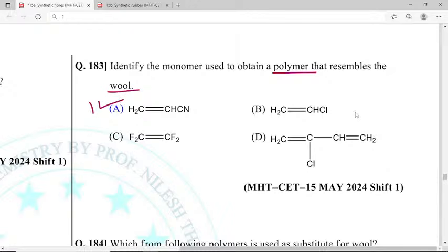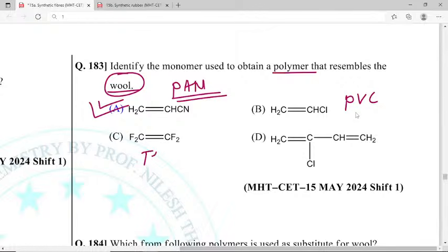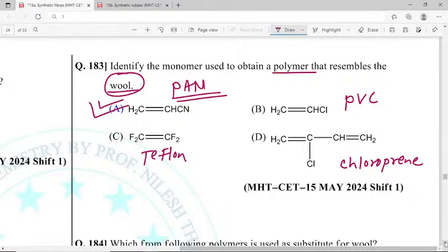Identify the monomer used to obtain the polymer that resembles wool. So this is CH2 double bond CH and CN. It is called PAN. PAN stands for polyacrylonitrile. This is called PVC. This is called Teflon, and this is called chloroprene. Chloroprene is synthetic rubber.